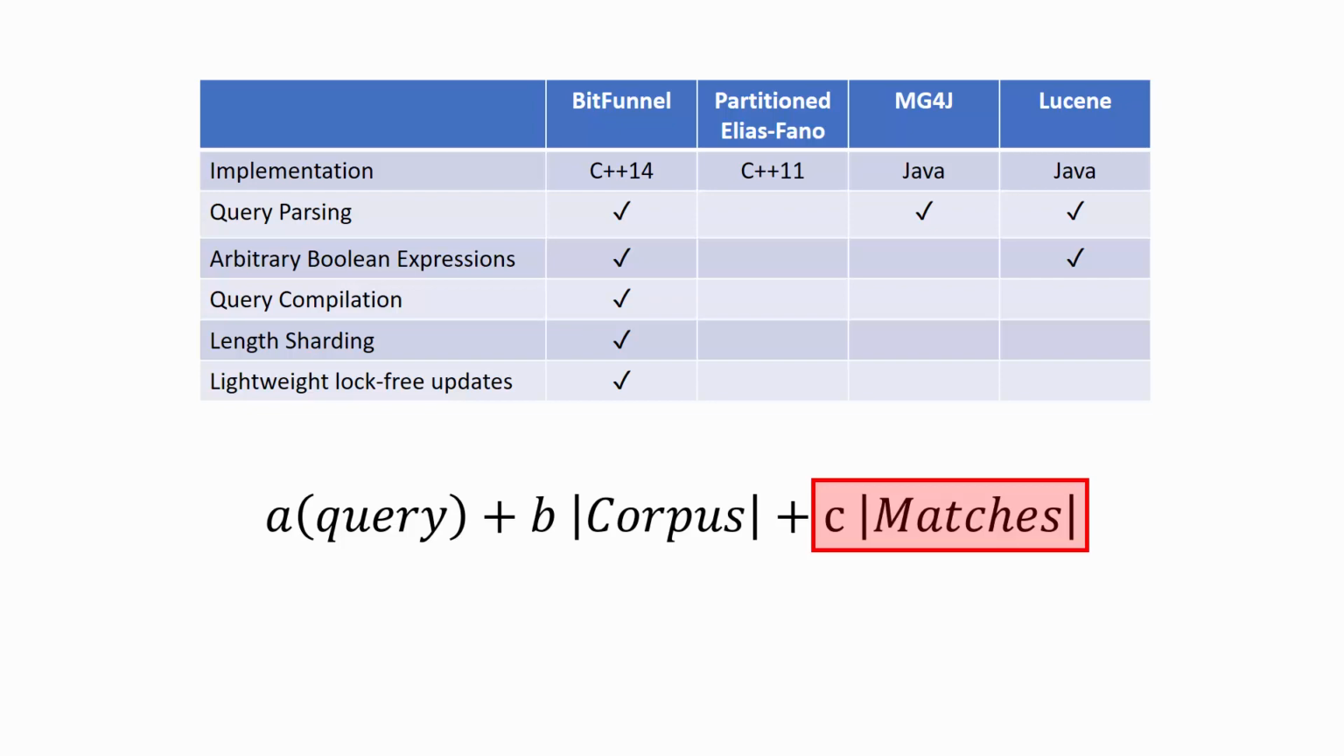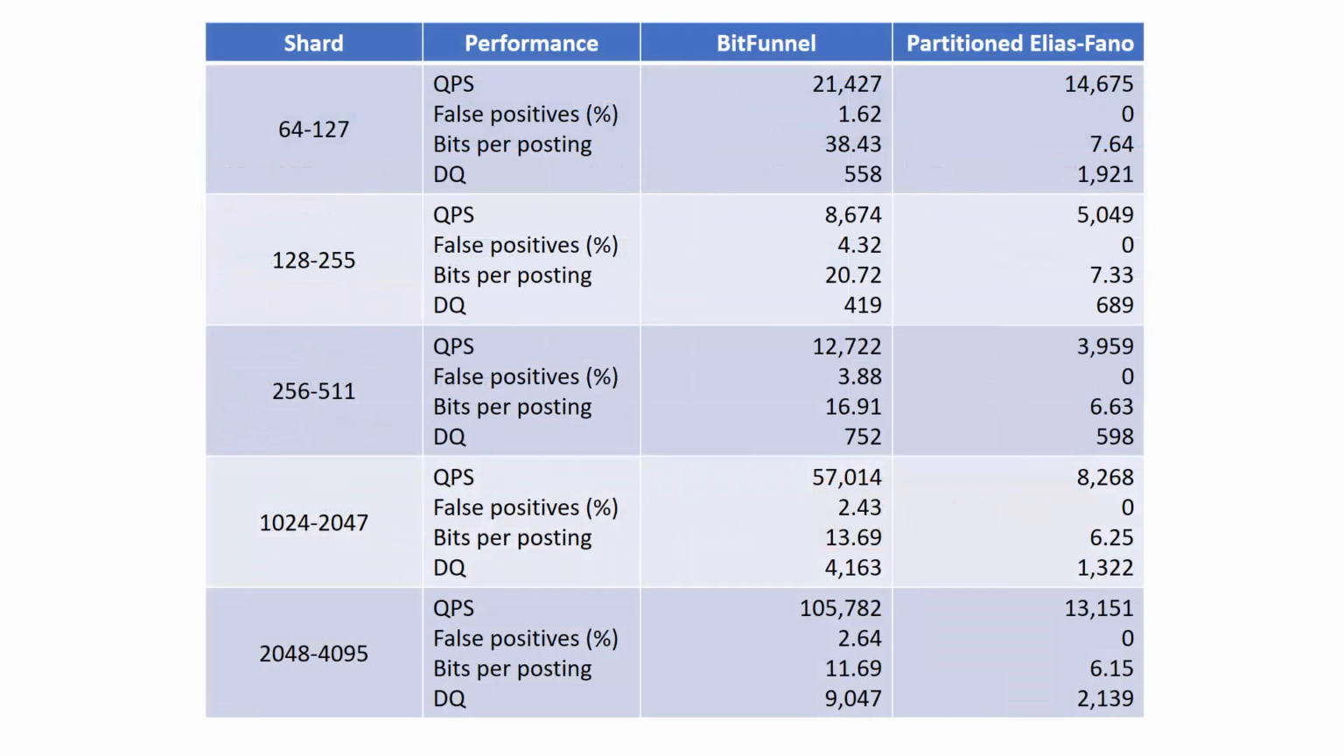So with that caveat, let's look at our results. I'm only presenting the comparison with Partitioned Elias-Fano here because MG4J and Lucene were slower in every case. Since BitFunnel shards by length, the results here are broken out by shard. It was no surprise that BitFunnel ran faster, and oftentimes significantly faster than PEF. But here's the catch. The speedup came with some false positives and significantly higher memory usage. In the first shard, BitFunnel uses 5 times the memory of PEF.